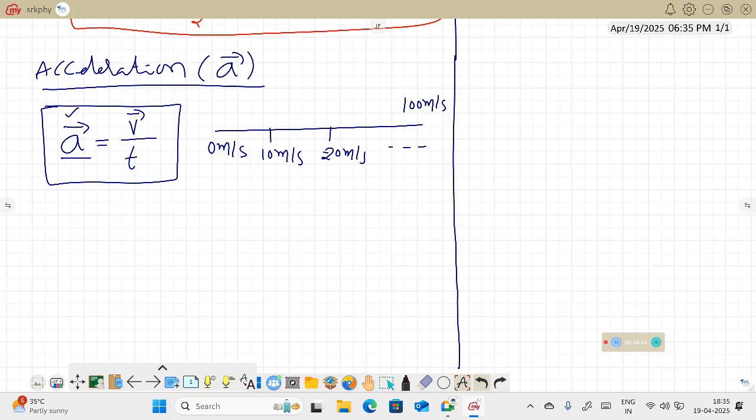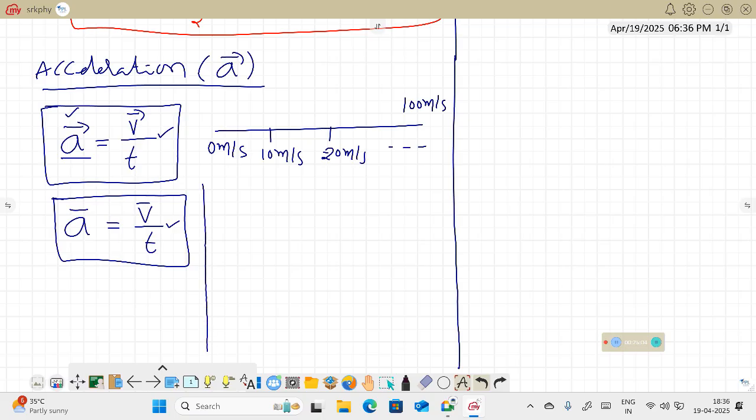Suppose you want to calculate only the value of acceleration without direction, only magnitude, that means a bar, if they give it, is equal to speed by time. Because speed and velocity both are almost same terms except the direction. If you are calculating the acceleration of a particular vehicle in terms of magnitude and direction, this is the formula to use. Only in terms of magnitude, this is the formula we use. Okay? Now, in this case, how to calculate here, that is most important.